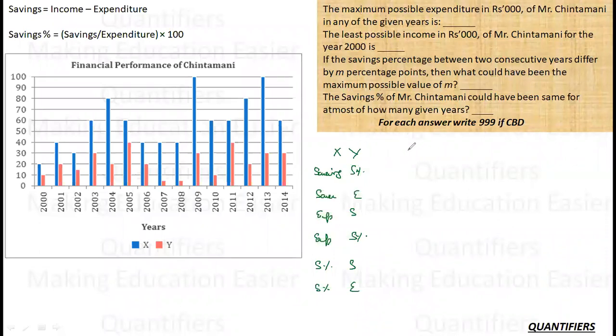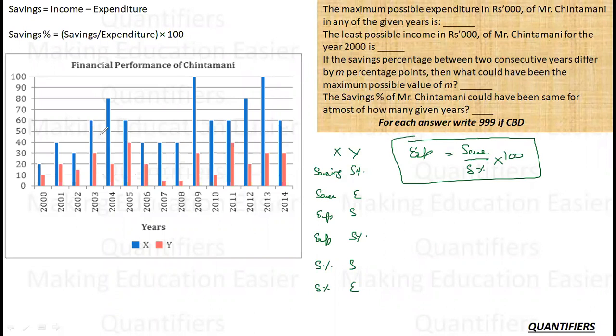Let's see how. How do we define expenditure? If I take the help of this formula, expenditure is nothing but savings upon saving percentage into 100. Now, out of the chart, I can allocate these two to any two. It is my choice, I can make this saving and this expenditure or anything. What I need to do is maximize this ratio. And how can I maximize this ratio? If I keep my denominator as small as possible and numerator as large as possible.